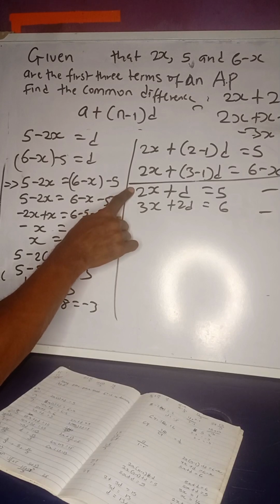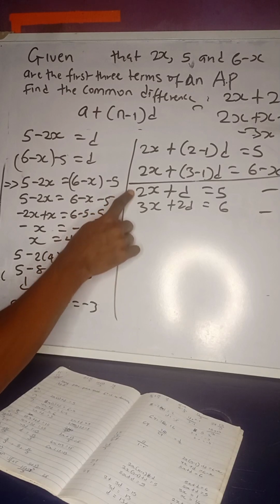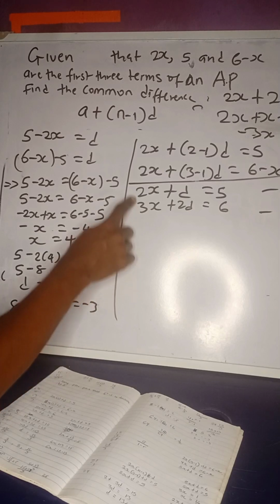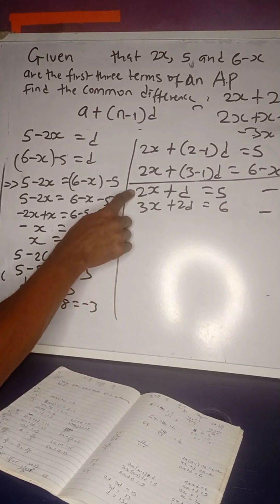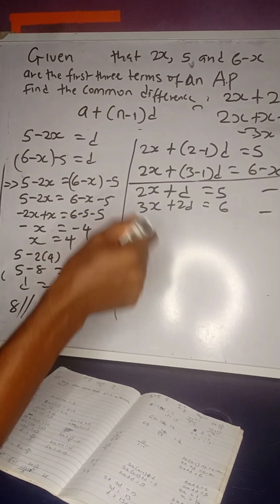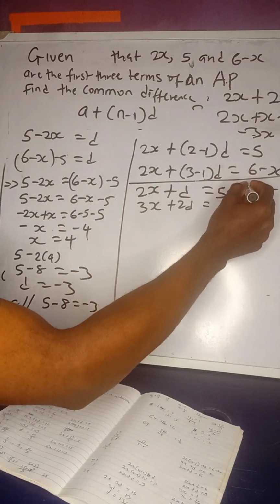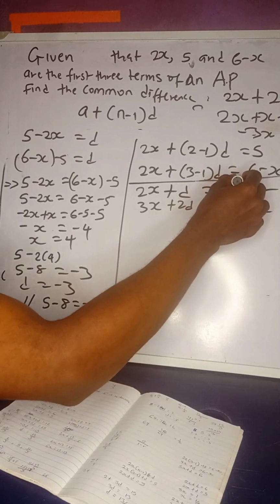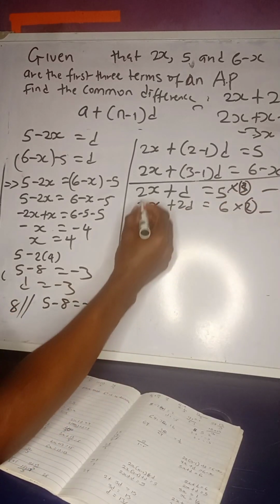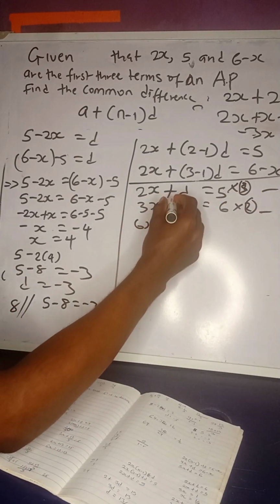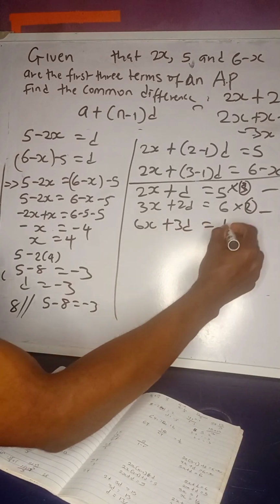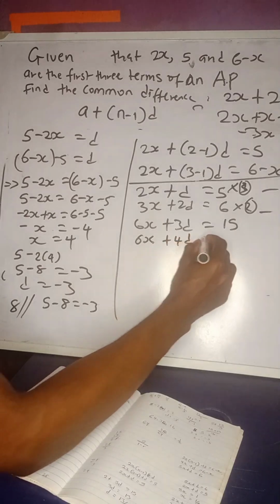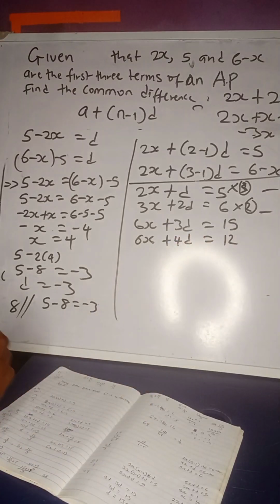But here I want to remove x. So if I multiply this equation by 3, I'll have 6x. If I multiply this by 2, I'll have 6x, right? The reason I'm multiplying this by 3 is because this is a coefficient here and 2 is a coefficient here, so I'm interchanging them. So this one is multiplied by 3, and this one by 2. We are going to have 6x plus 3d equals 15, and here we'll have 6x plus 4d equals 12. I think I'm correct here.